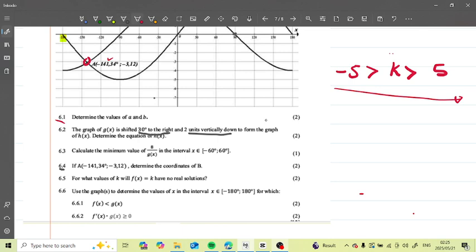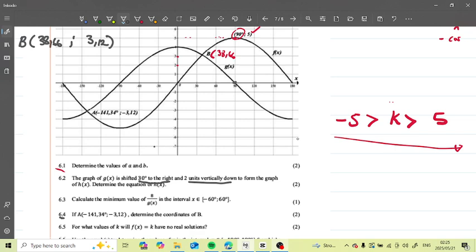Now let us analyze the second question. We're going to answer these questions by interpreting the graph. Now, what exactly does this mean? In 6.6.1, we need to show them where our f of x function is lower than our g of x. So basically, where our g of x graph is above our f of x. Now we need to make reference to our point of intersection, the points where these two graphs meet.